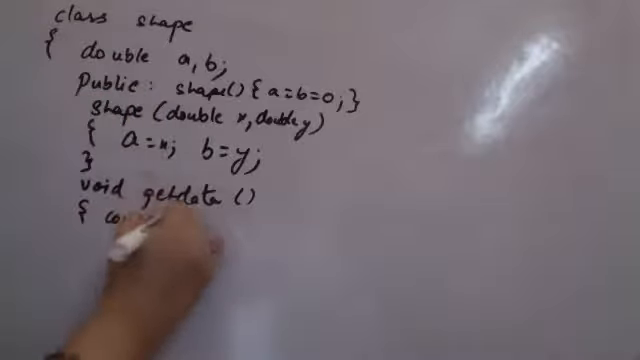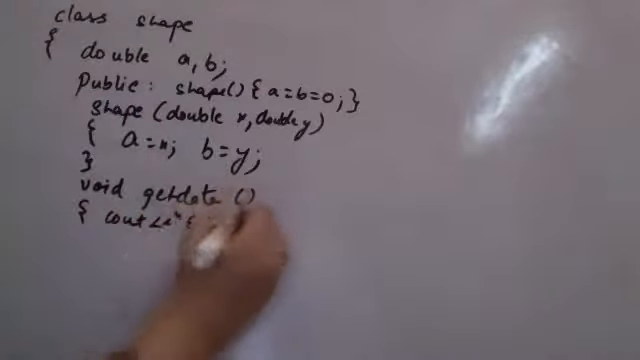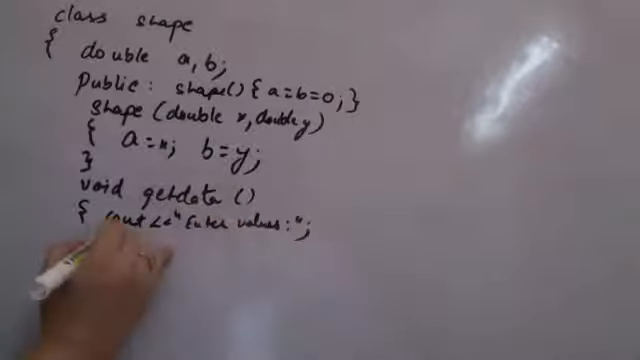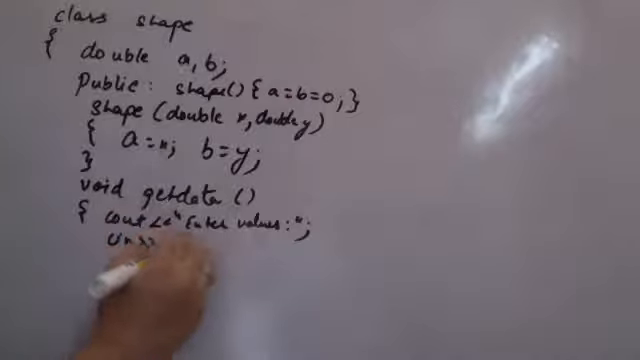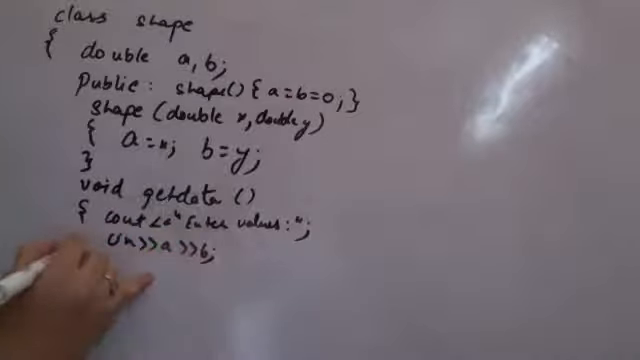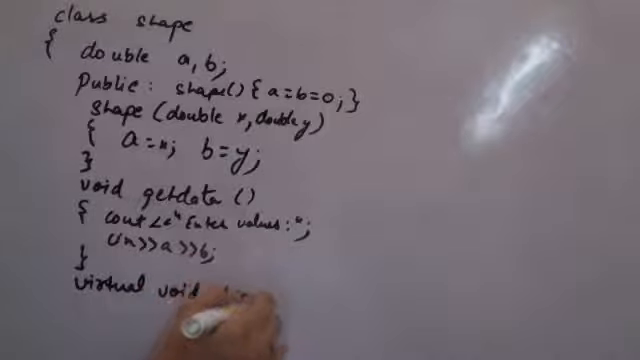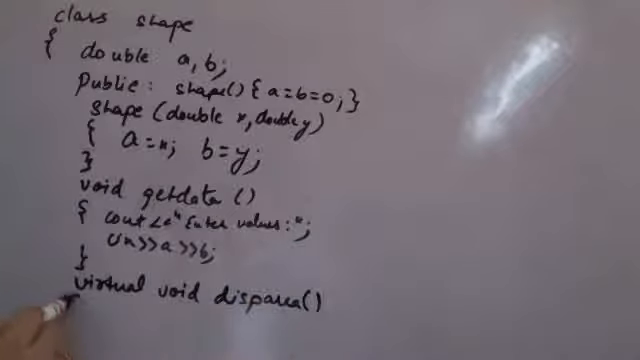Get data says enter values, and you can read the values. So you are reading A and B. Now you have to create a virtual function, virtual void display area. This is what the question says. Now the virtual function which I am making is empty. I am creating an empty virtual function.